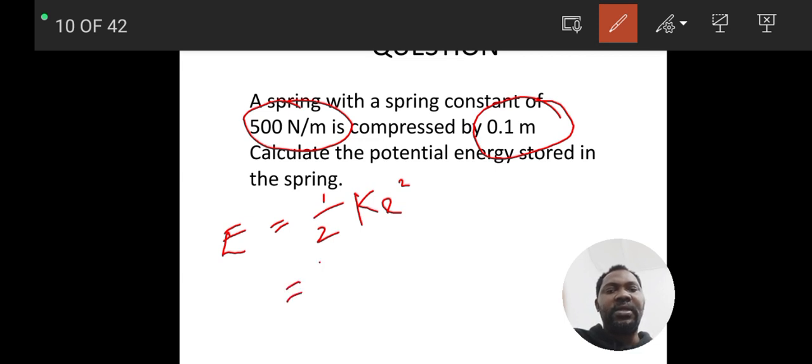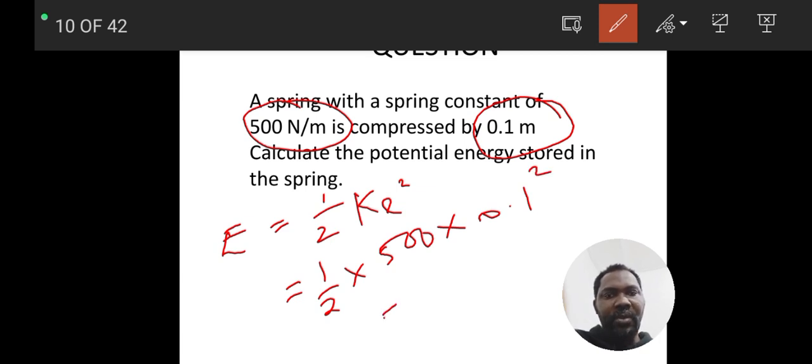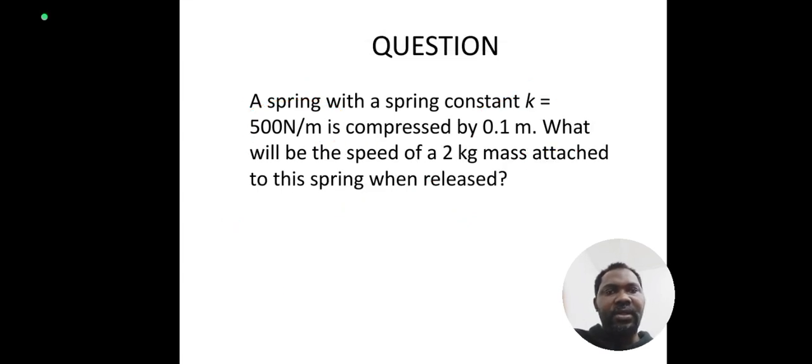So we can say this is half times your K is 500, then your change of length is 0.1 squared, okay, which would give us 2.5 joules. Okay, so that's one. Now let's see another question.